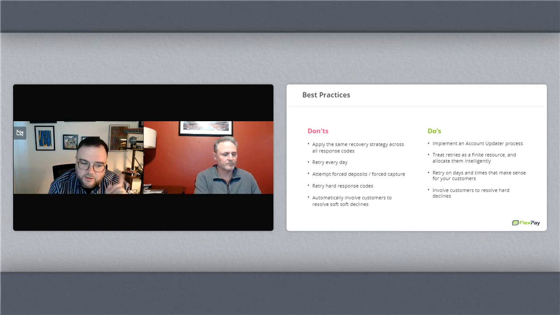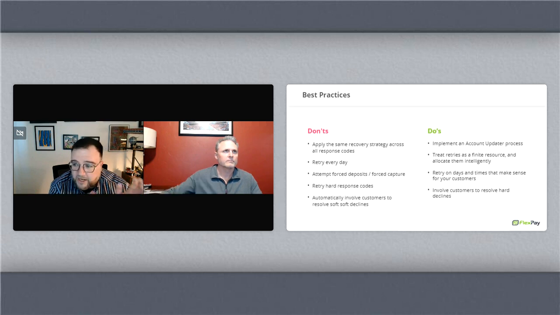When I mentioned earlier not retrying hard declines, account updater is an exception. If you get an expired card and you can run it through an account updater service, you can and should retry those expired cards if you get an updated result. You should treat retries as a finite resource and allocate them intelligently.